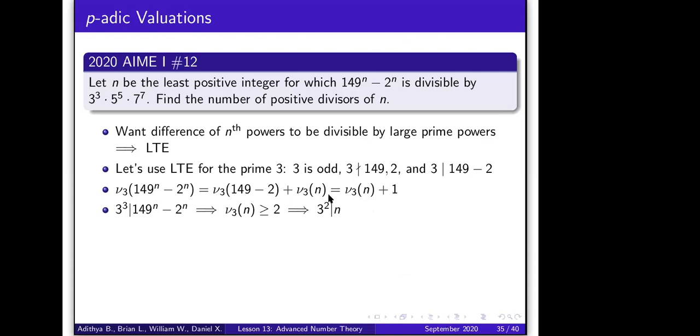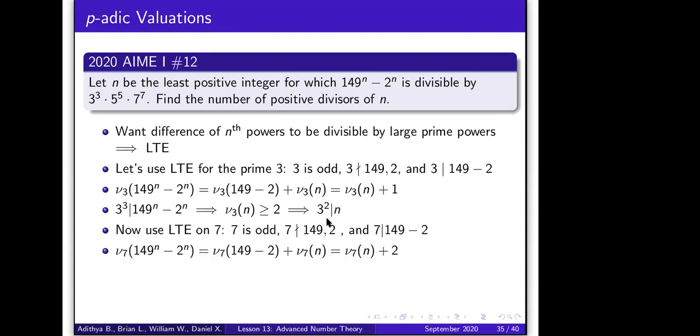Well, let's move on to 7. Again, check the hypotheses. 7 is odd. 7 isn't a divisor of 149 or 2. And 7 divides their difference. So we can use LTE on this one. Again, throw it straight in. We get V7 of 149 minus 2 plus V7 of n. And you can check that V7 of 147 is 2. So that's V7 of n plus 2.